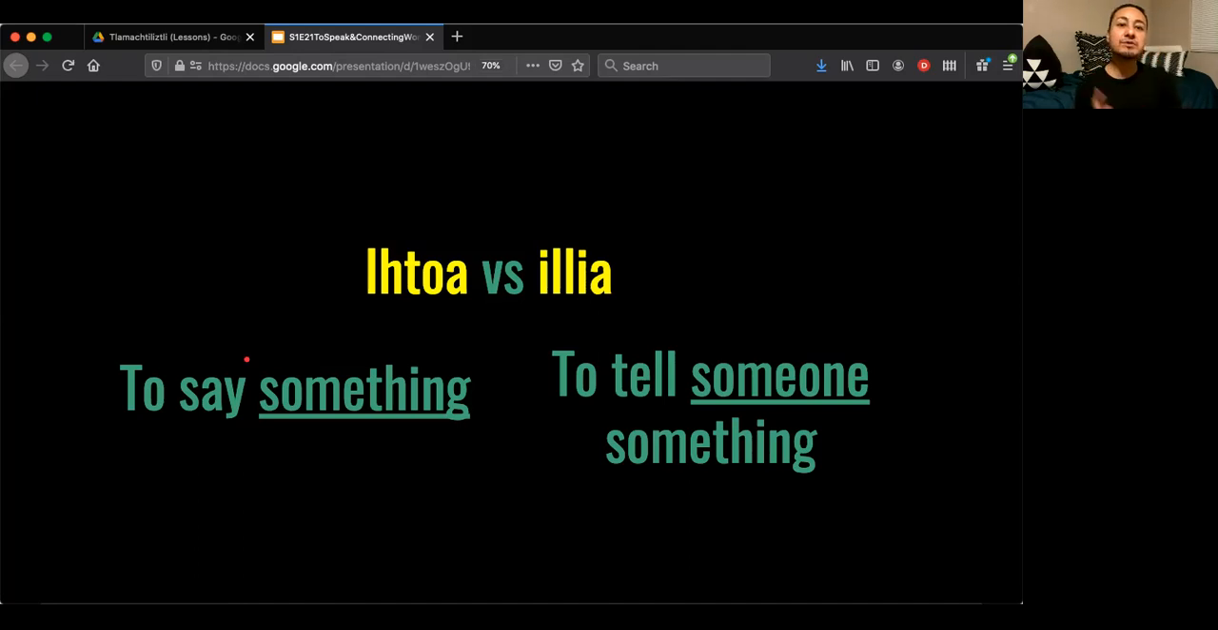You'll notice in future classes that Nahuatl makes a distinction between doing an action to an object and doing an action to a person. We haven't yet covered applicative verbs, but you'll see that some verbs are the same whether you're doing the action to a person or not, and sometimes they're different. When you say something in general, like I say a thing, a word, a phrase, a name, then I'm going to use the verb ihtoa. But if I say something to someone, or tell someone something, you are not going to use ihtoa, you're going to use the verb Illia.